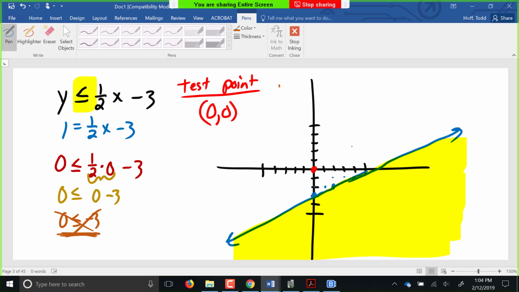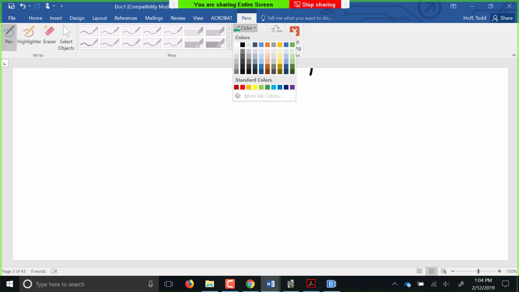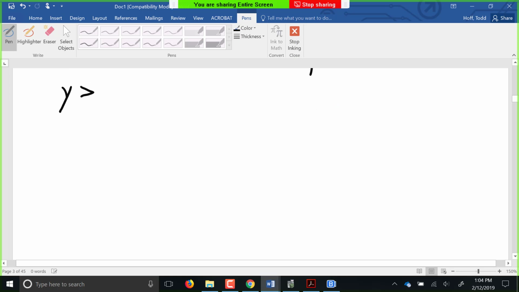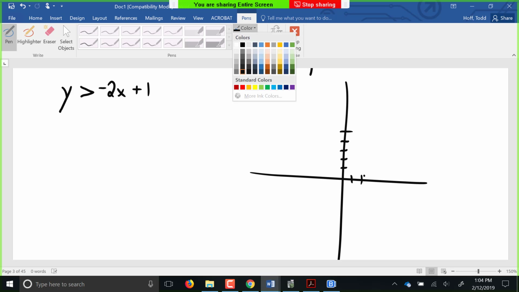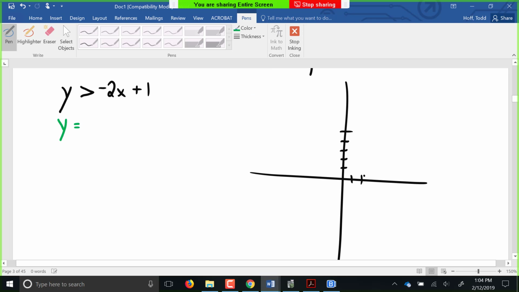Now, I chose that one to start out with less than or equal to, so that my boundary was that line that we're used to making. But let's look at another one here. y is greater than negative 2x plus 1. So again, I'm going to treat this as a line, y equals negative 2x plus 1. How am I going to graph that line? Start at 0, 1. That's my y-intercept. Perfect. We treat the negative 2 as negative 2 over 1, down 2 over 1.